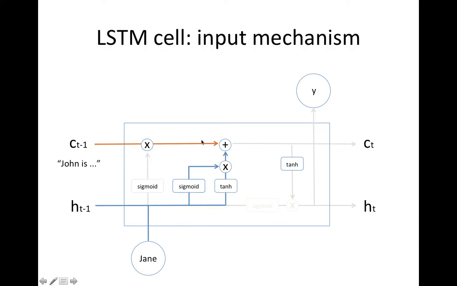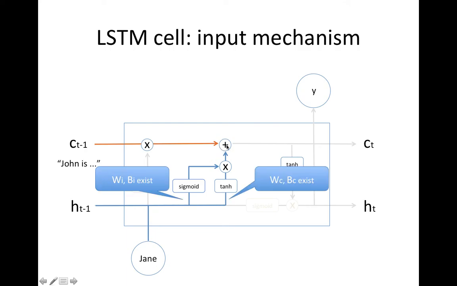Now let's talk about the input mechanism. Since we just got a new input about Jane, we want to remember Jane in the memory cell. This is the logic: we have the sigmoid, we have the tanh, and we multiply them. Importantly, we are adding this new information to the memory cell. Also, we have weight values and bias values before the sigmoid and before the tanh in order to optimize this during the training session.